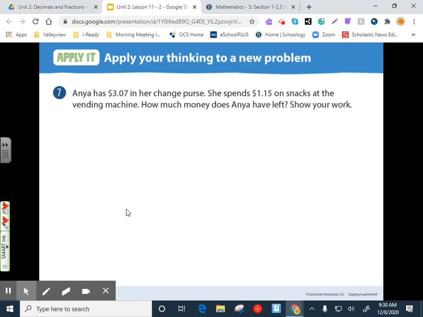So turn the page. Okay. Anya has $3.07 in her change purse. She spends $1.15 on snacks at the vending machine. How much money does Anya have left? Show your work. Okay. This is just a classic money problem. Money always deals with decimal places. And the great thing is it only uses 2 place values for cents. So you're kind of always guaranteed to line up your numbers properly.